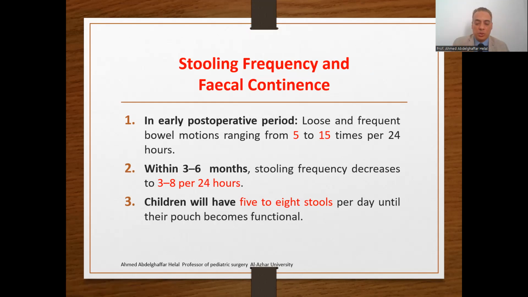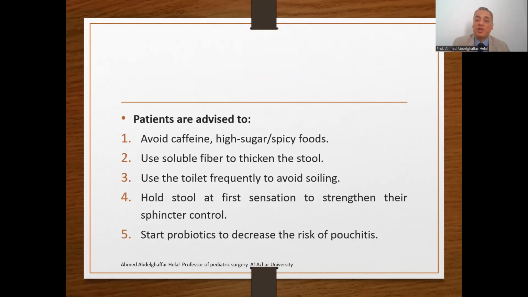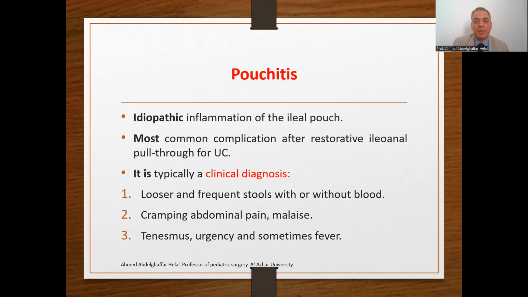Then the children will have 5 to 8 stools per day until their pouch becomes functional and can contain the stool. Patients are generally advised to avoid caffeine, high sugar, spicy food, use water-soluble fibers to thicken the stool, use the toilet frequently, hold the stool at first sensation to strengthen the sphincter control, and start probiotics to decrease the risk of pouchitis.